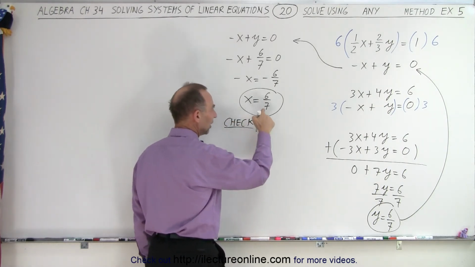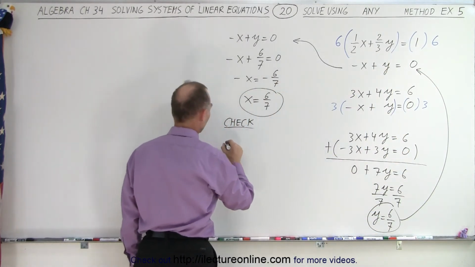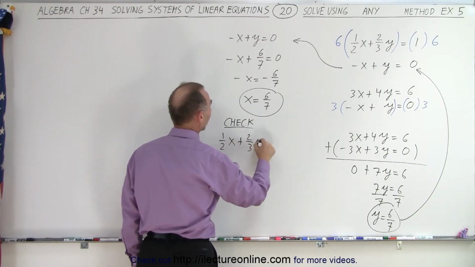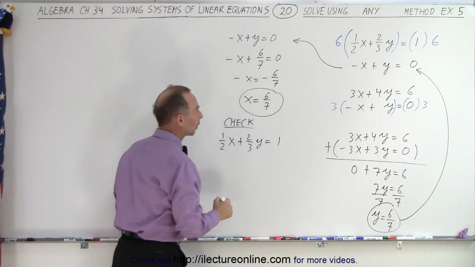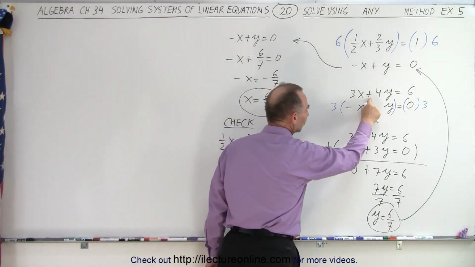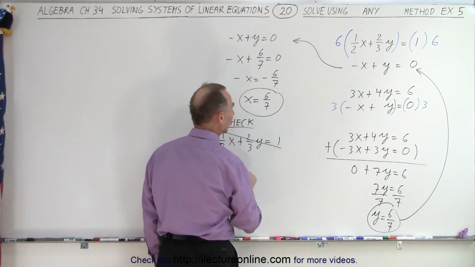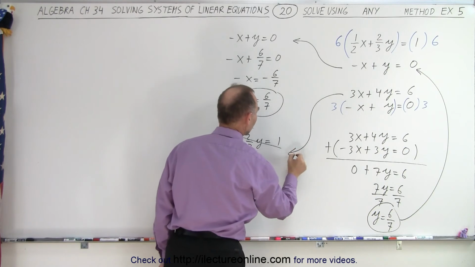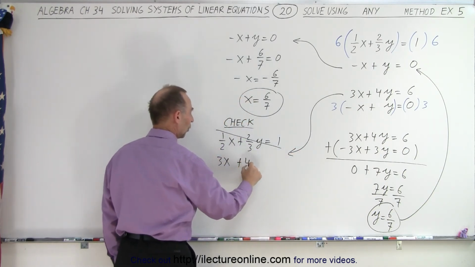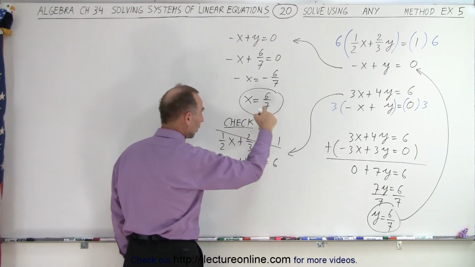How do I check? I take these two and plug them back into my original equation. So I have 1/2 x plus 2/3 y is equal to 1. Or, if you don't like doing that, I could have picked this equation instead, because that way the fraction's already gone. So maybe I don't want to take that equation. I may want to take this equation instead. So we have 3x plus 4y is equal to 6. Now I'm going to plug in the values for x and y.